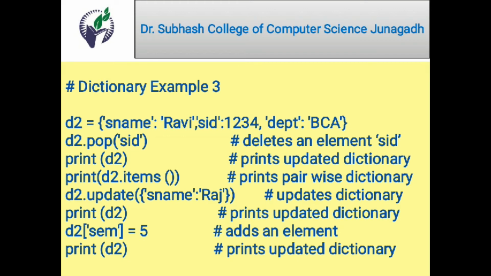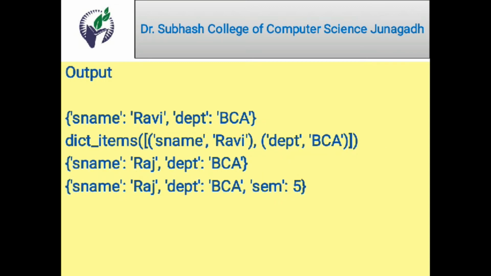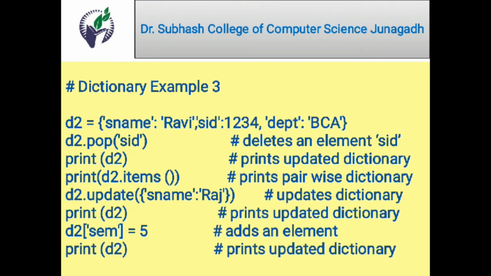So previously sname held the value Ravi, now it will be changed to Raj. So the third print statement here will print the updated dictionary, meaning student name Raj, student ID we have already removed, and department BCA. So let's check the output. Here student name is Raj, department is BCA. You know very well student ID we removed previously in this statement.